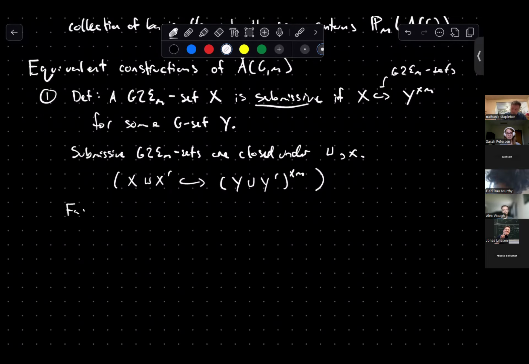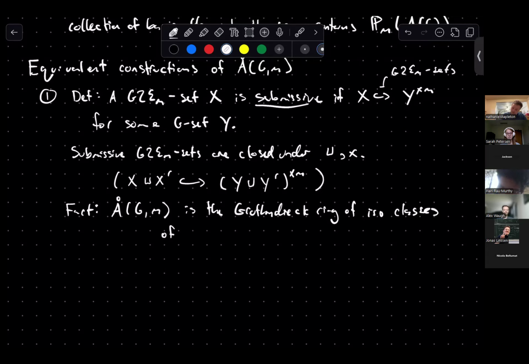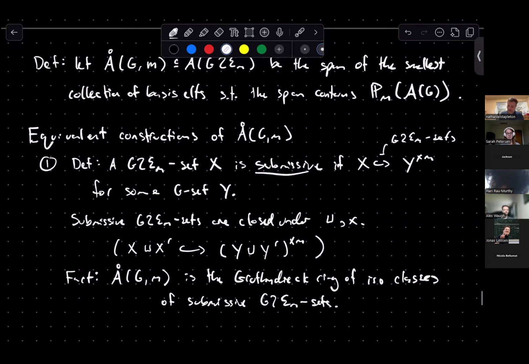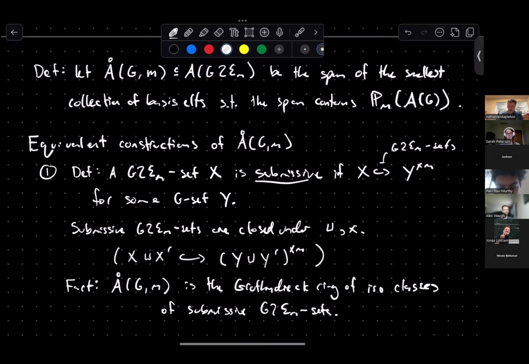So here's our fact. A-bar of G comma M is the Grothendieck ring of isomorphism classes of sub-Y G wreath sigma M sets. And this is just not that hard to see. It's a good exercise to try and do this. You just need to show the two inclusions. So that the Grothendieck ring of sub-Y G wreath sigma M sets is contained in A-bar and vice versa.